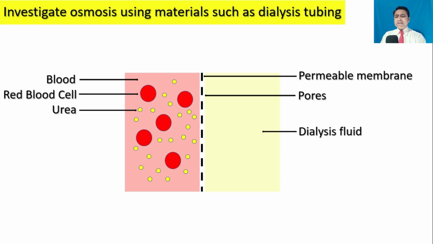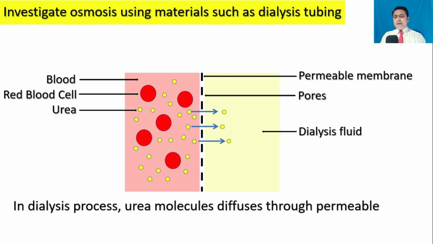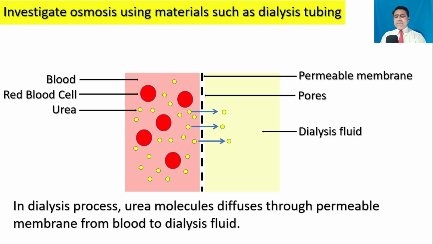Diffusion starts. Urea molecules move and come to the other side by the process of diffusion. In the dialysis process, urea molecules diffuse through the permeable membrane from blood to dialysis fluid.